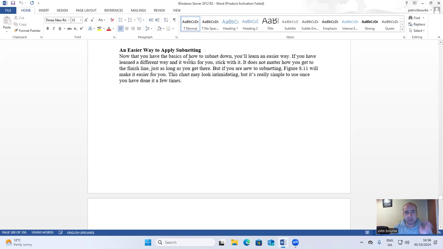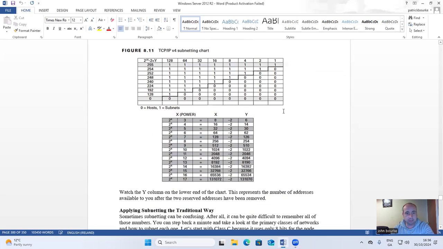Now that you have the basics of how to subnet down, you'll learn an easier way. If you have learned a different way and it works for you, stick with it. It does not matter how you get to the finish line, just as long as you get there. But if you're new to subnetting, figure 8.11 will make it easier for you. This chart may look intimidating, but it's really simple to use once you have done it a few times.